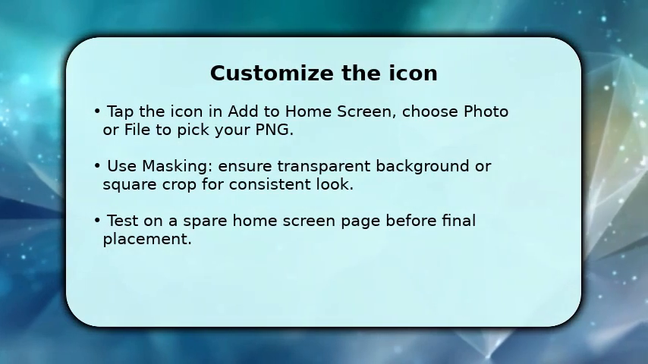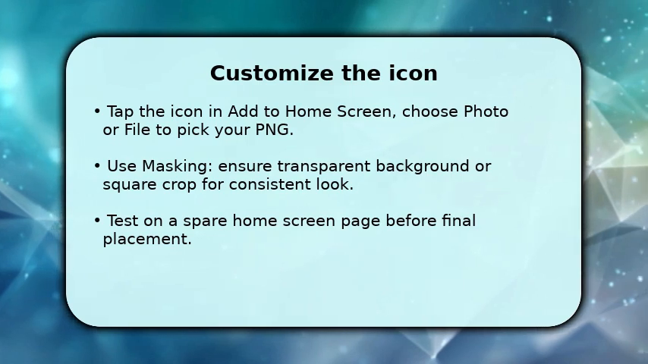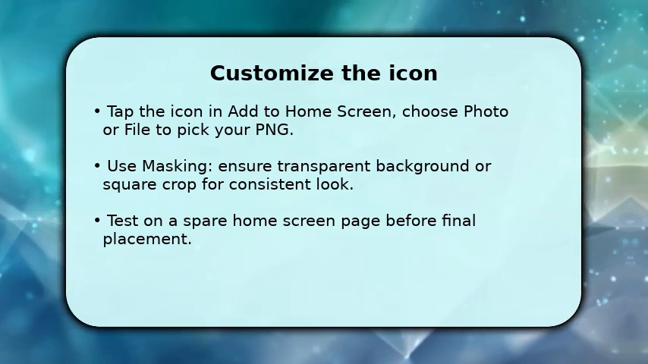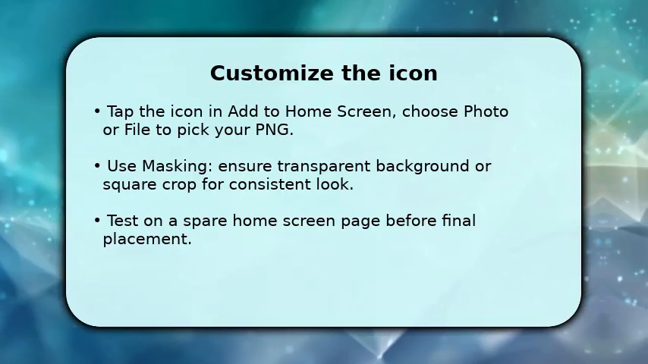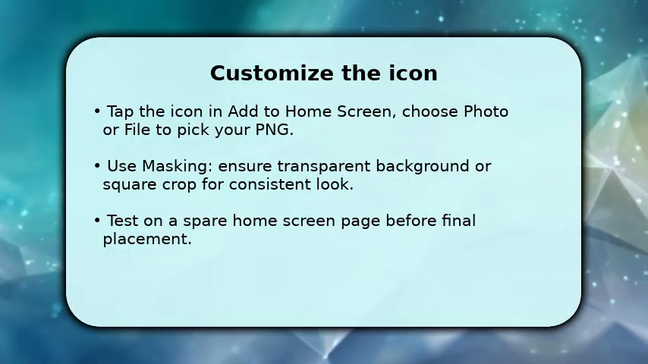Now customize appearance and behavior. When you tap the icon area, pick Photo or File and select the PNG you prepared. Choosing a transparent background keeps the shape crisp. Once the image is set, check that the shortcut triggers the exact Open App action.